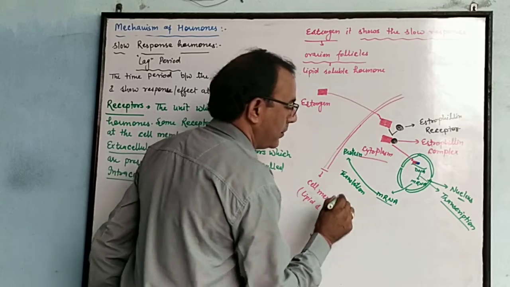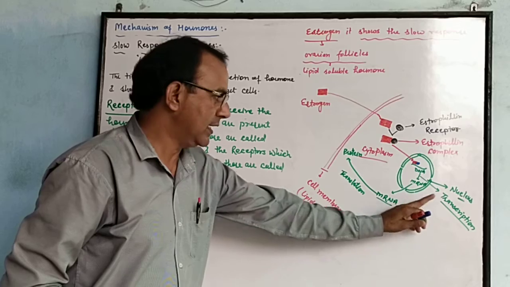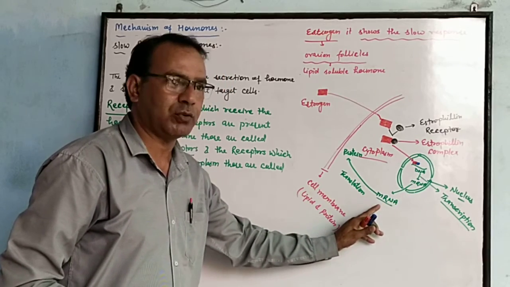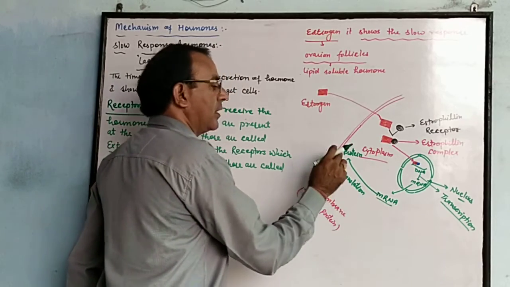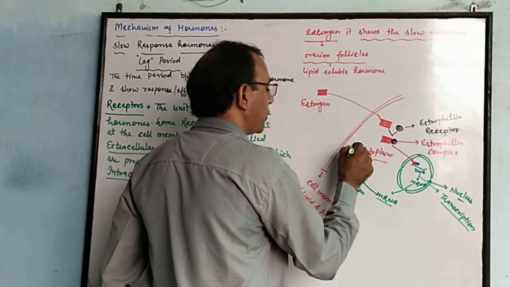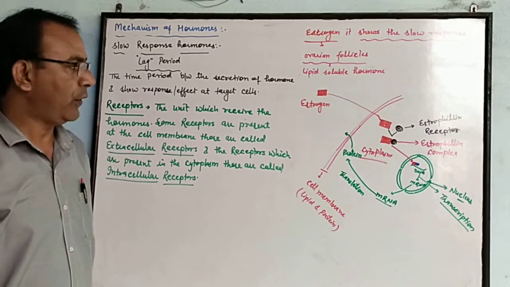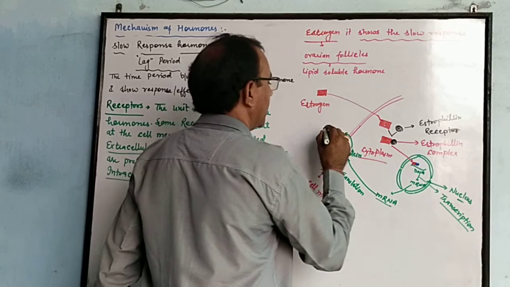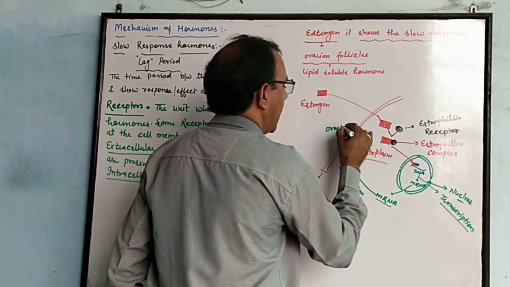Two processes occur. One is transcription: DNA converts into mRNA. As the mRNA forms, it comes out through the nuclear membrane into the cytoplasm. mRNA then converts into protein, and this process is known as translation. This protein acts on the ovarian follicle, or Graafian follicle, so it ruptures and the ovulation process can take place.